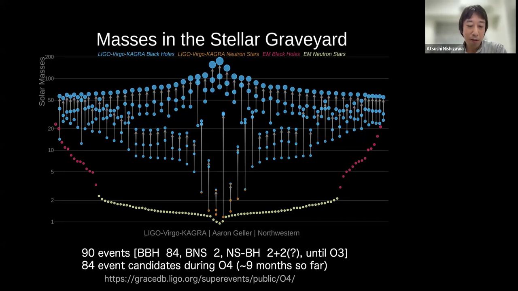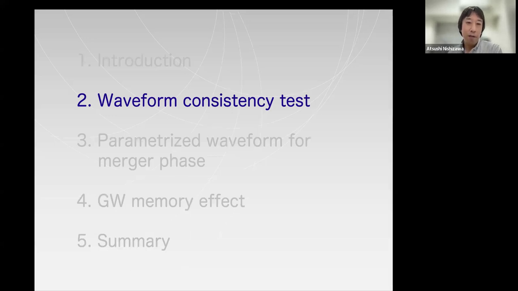So the number of gravitational wave events is increasing rapidly, and we have seen everything from small mass black holes to massive black holes, and also neutron star black hole binaries or binary neutron stars. When we test gravity, we will use some of these events depending on the characteristics of the test. So we will choose better events from these many events. Then next I will talk about the waveform consistency test.